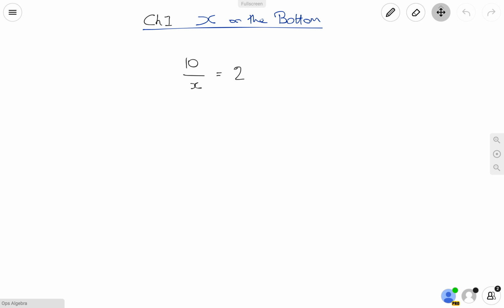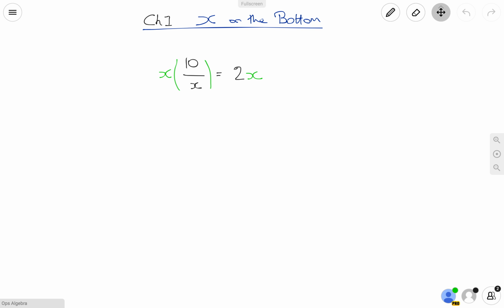So, what has to happen when there's an x on the bottom? It needs to be moved. You can't solve it. You can't solve this keeping this x on the floor. We're going to have to move it to the top, and we do that by getting it on the other side. So we say let's multiply both sides by x. So I'm going to put x here as well.